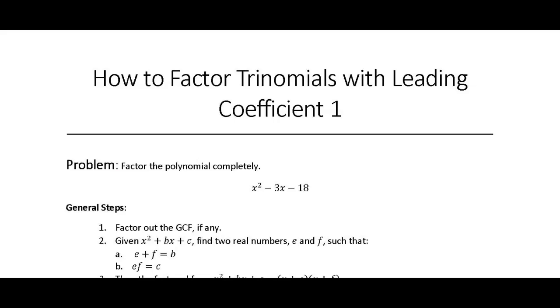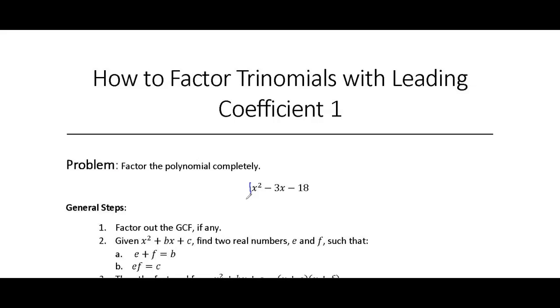How to factor trinomials with leading coefficient 1. Factor the polynomial completely. We have x squared minus 3x minus 18. So this is a case where we have a trinomial, 3 terms, with a leading coefficient of 1. First, we're going to factor out any GCF.